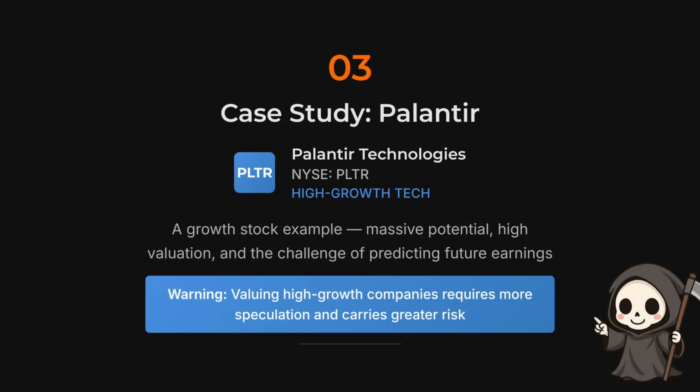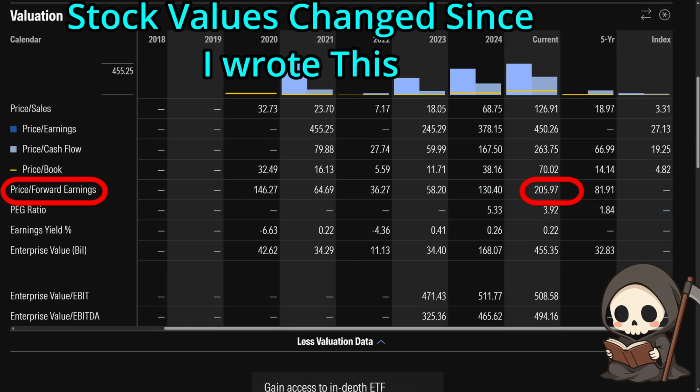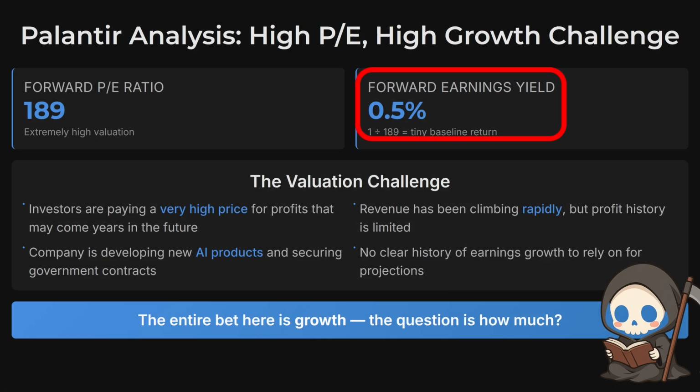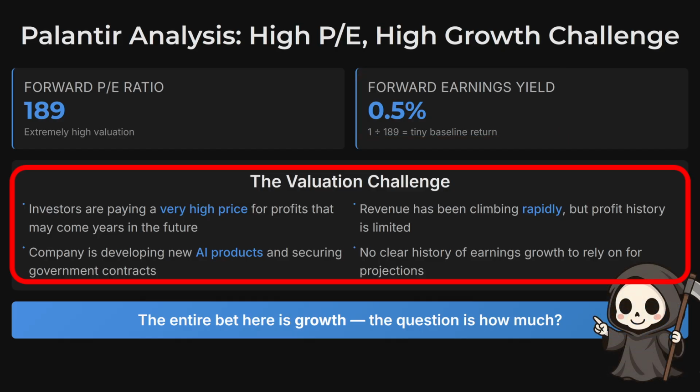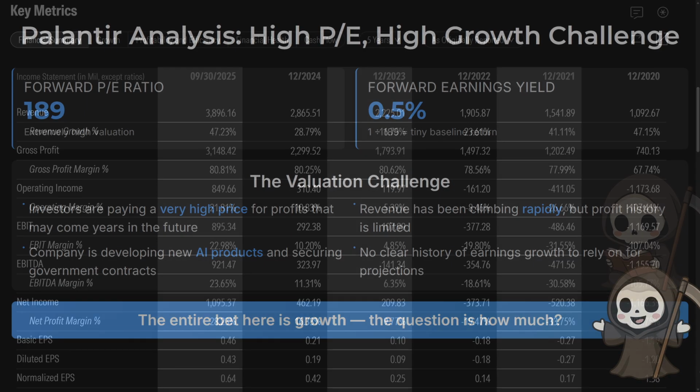Let's test this on a more exciting stock, Palantir. Palantir's forward PE is around 189. Flip that and you get an earnings yield of just 0.5%. That means investors are paying a very high price for profits that may come years in the future. So the entire bet here is growth.